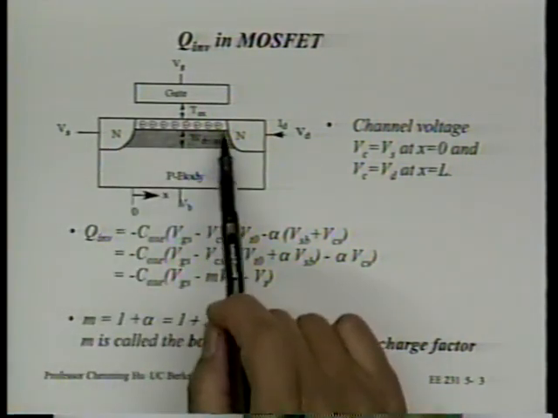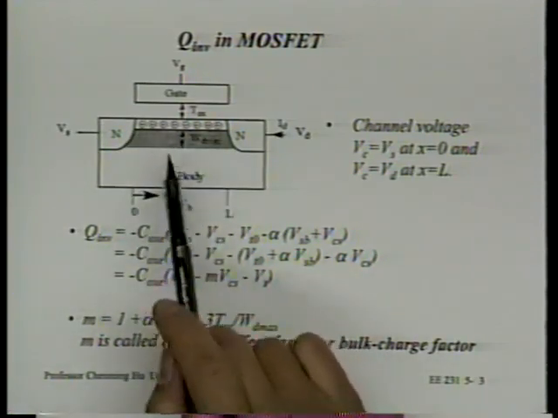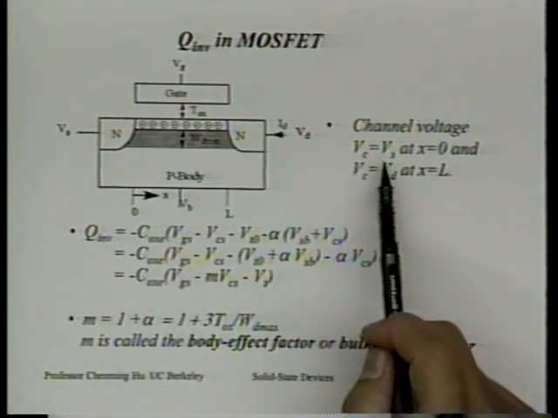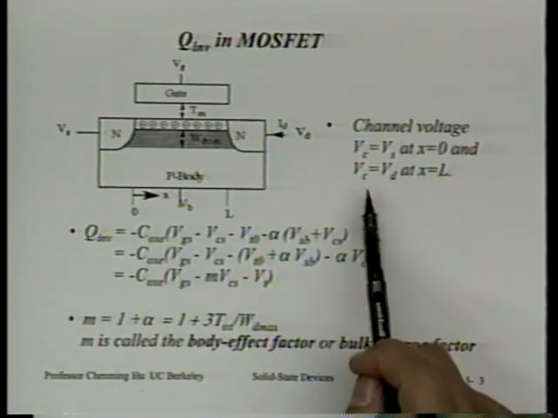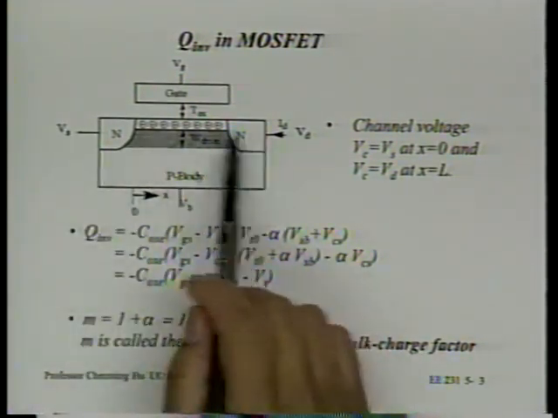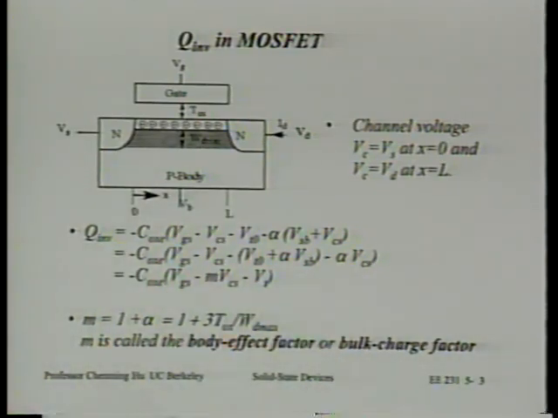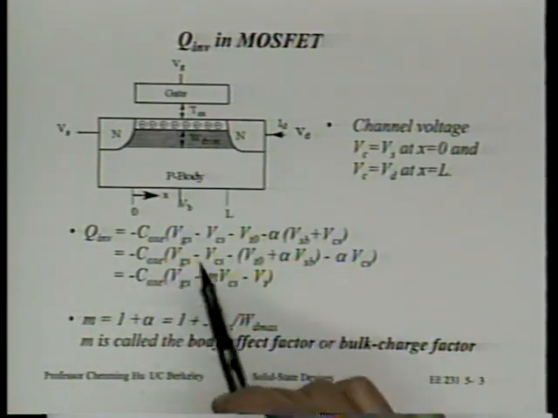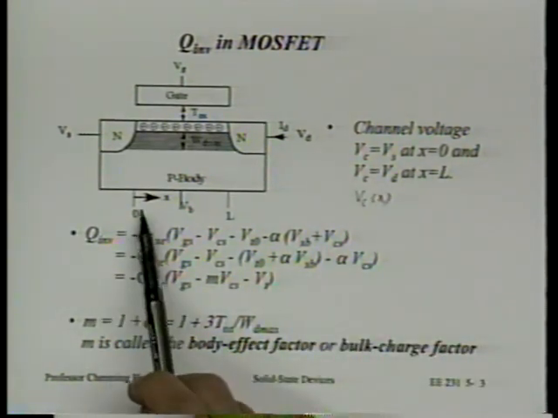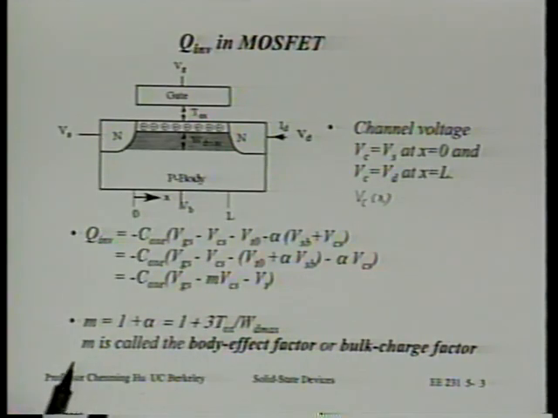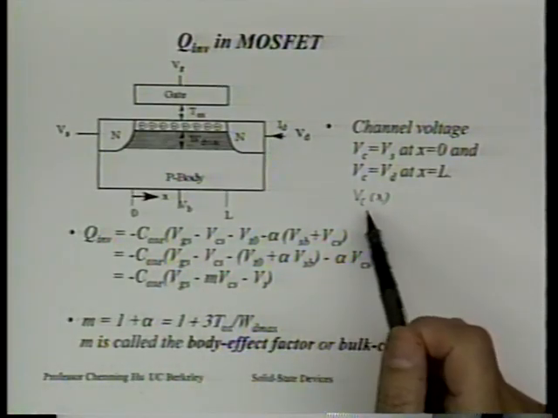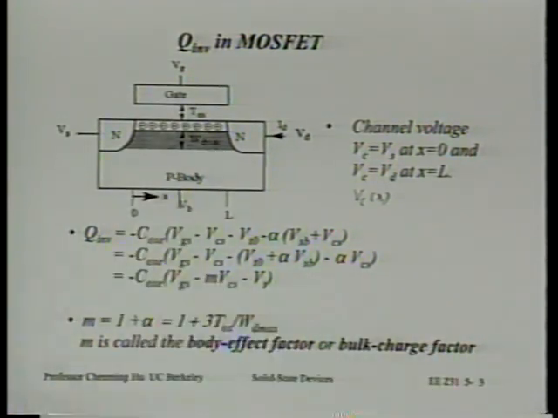Let's call that potential along this inversion layer, or the channel, Vc. We call it the channel voltage Vc. Vc is equal to Vs at the source end and equal to Vd at the drain end. That explains what we're talking about with Vc. Vc is a function of x, of course, where x varies between 0 and L. So if we just pick any point x where the channel voltage is Vc, what is the inversion charge at that point?